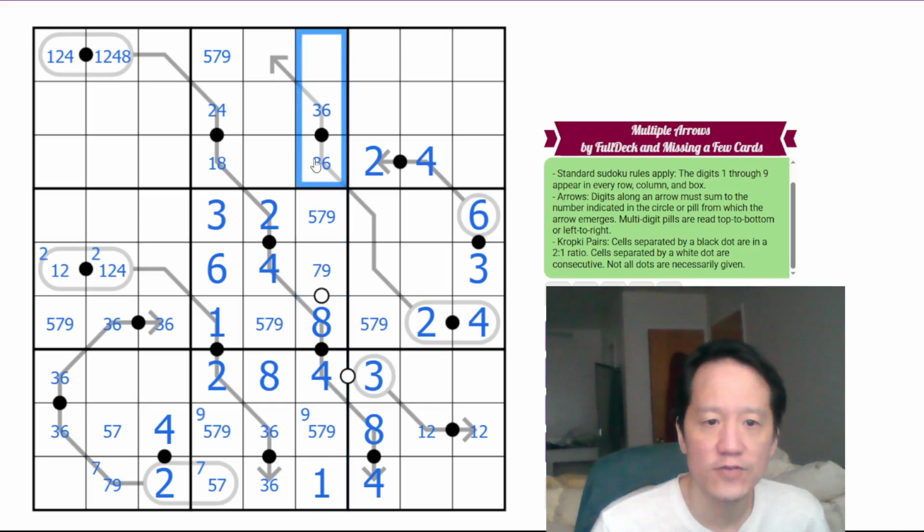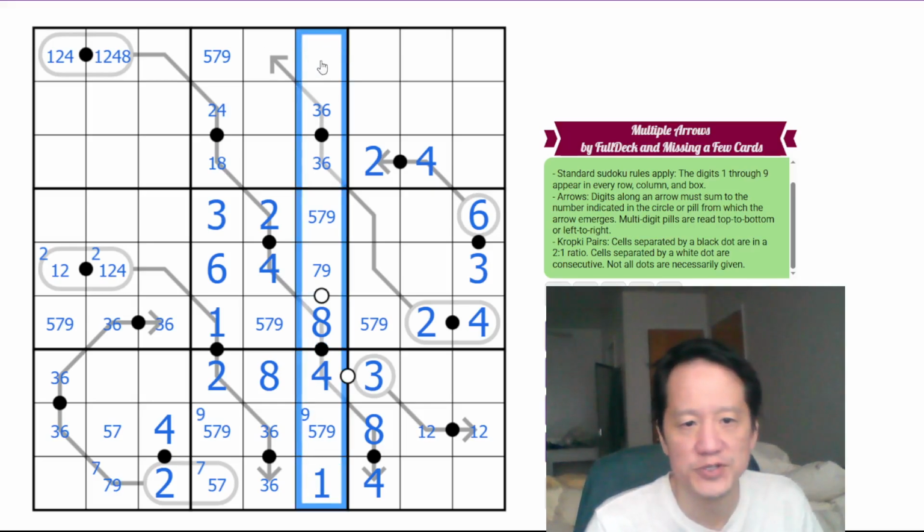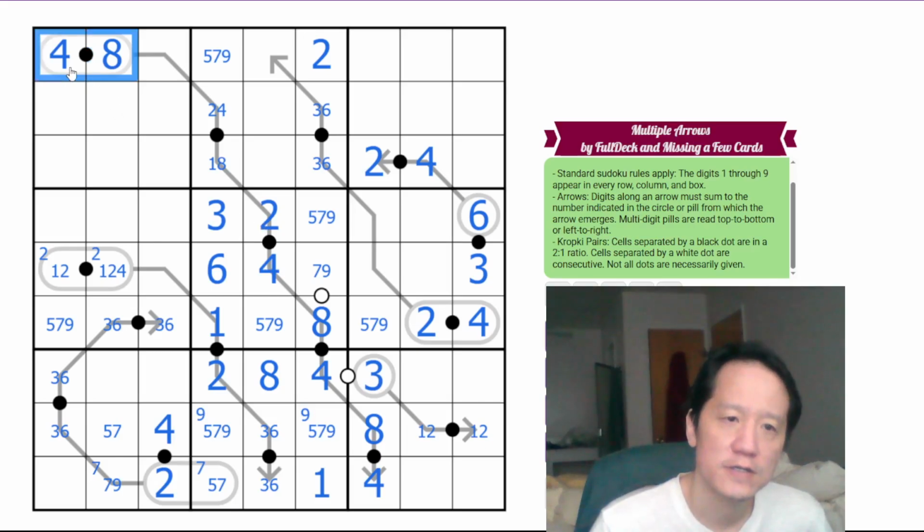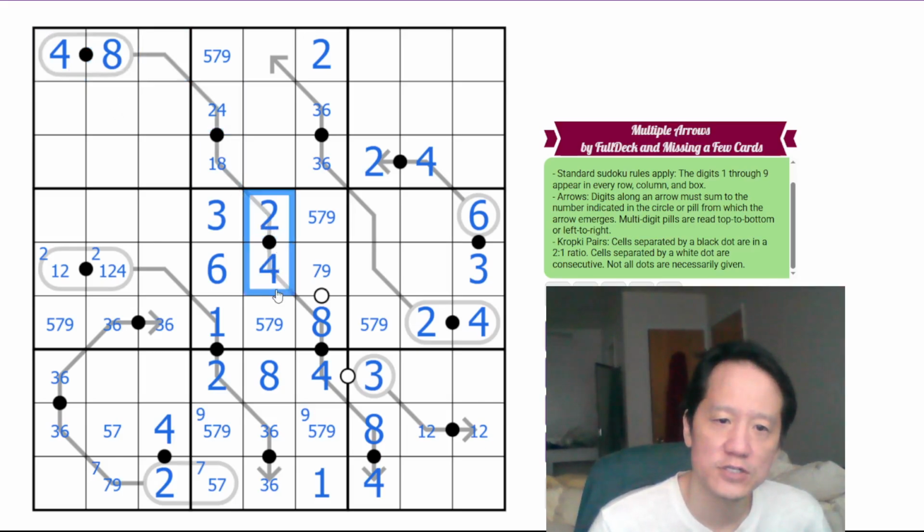What are we missing from column 6? We're missing a 2. So this has to be 2, which means this can't be 2. So this has to be 4 and 8. So this must be exactly 48 to add up with these digits. This is 12. This is 12. This is 6. 12 plus 12 is 24, plus 6 is 30. So these 3 must add up to 18.